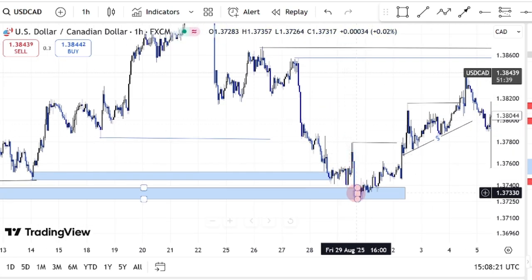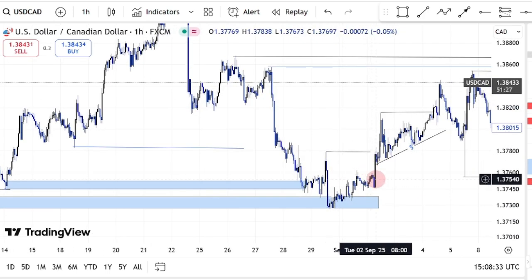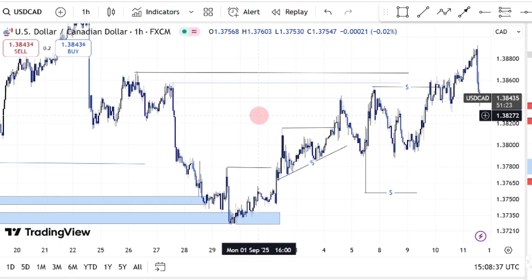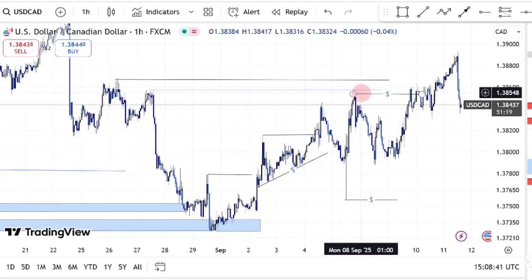Immediately price tapped into this zone during the live session, I gave a buy entry at this point, and what can you see? Immediately price tapped into this zone, price respected it, took out this side, and price rallied all the way to the upside. After the price tapped into this, it has continued to the upside.